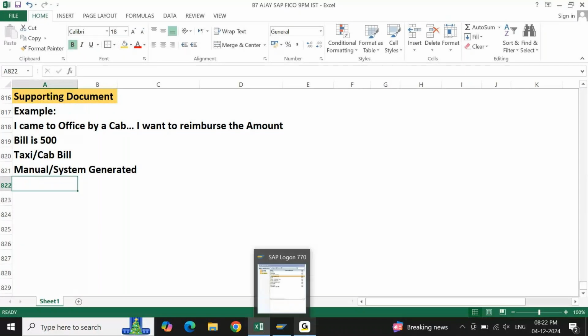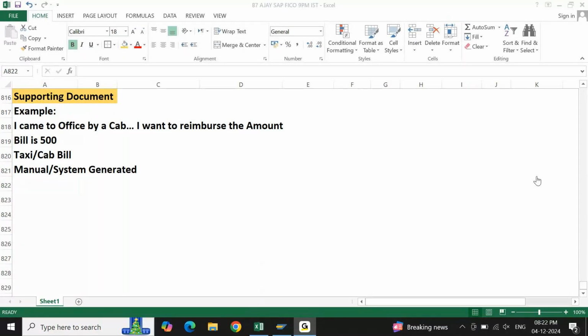Right? You will require either a system generated invoice or a manually generated invoice, without which it is not possible for you to get the claim. Am I correct? Yes.